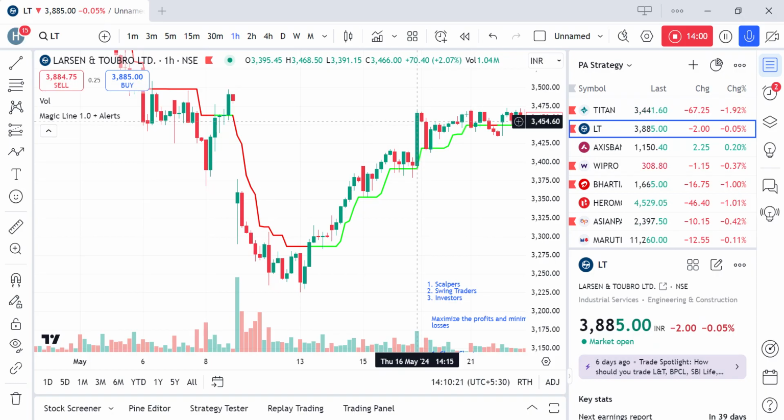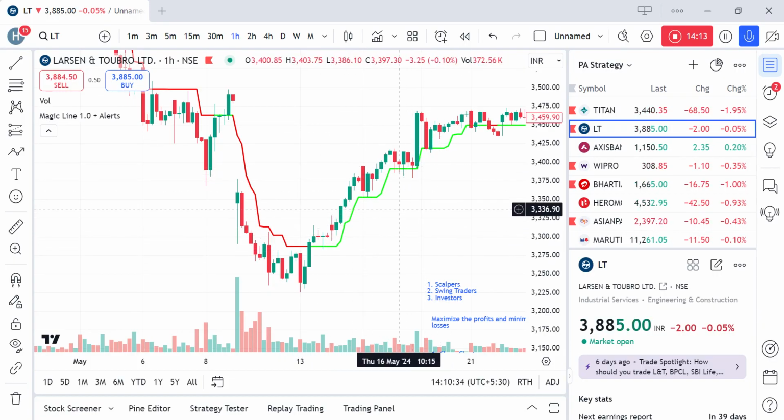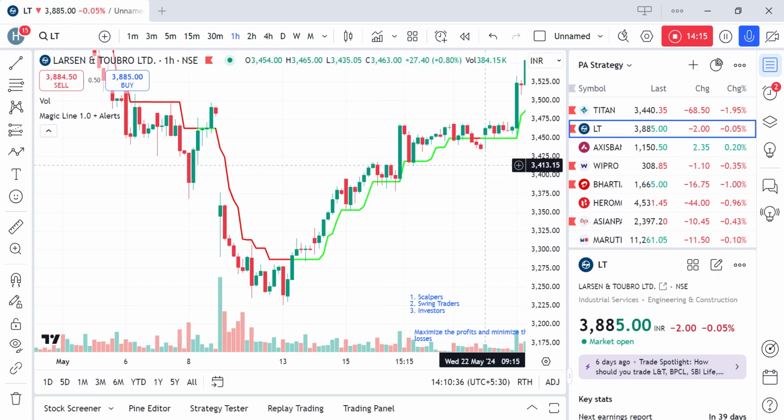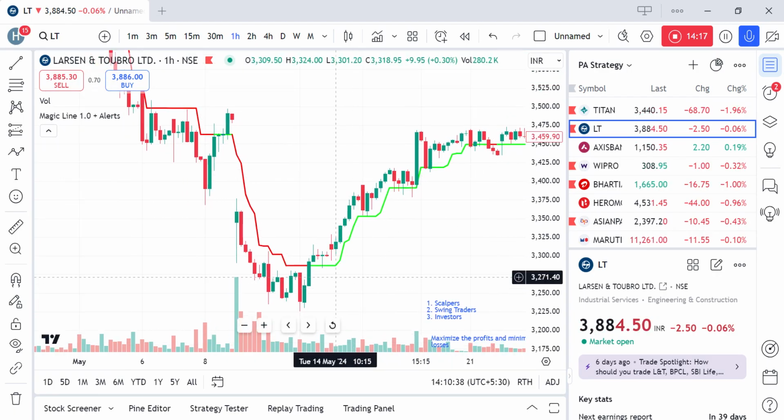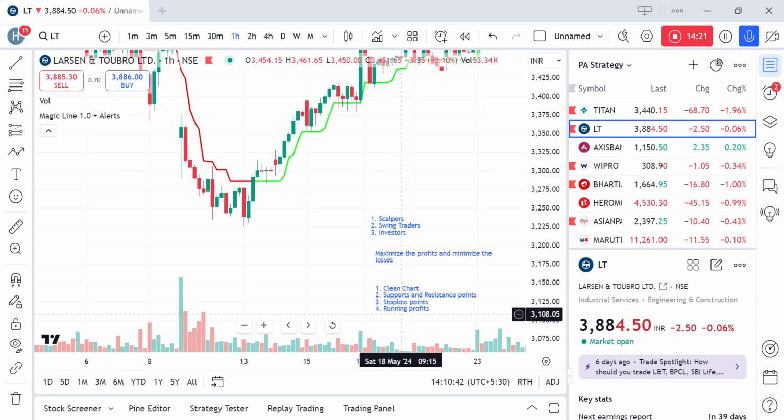Firstly, to gain the confidence to enter the position, right? And then to gain the confidence to hold the position. So this magic line is helping you to maximize the profits and minimize the losses by following all these 4 points, right?